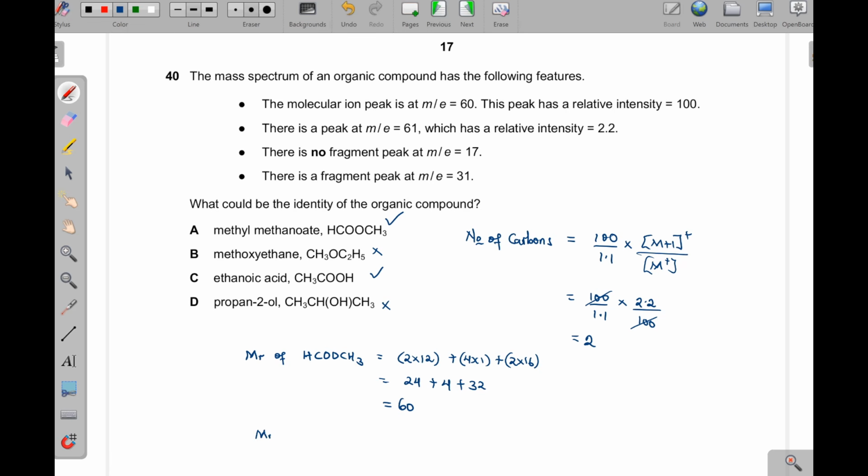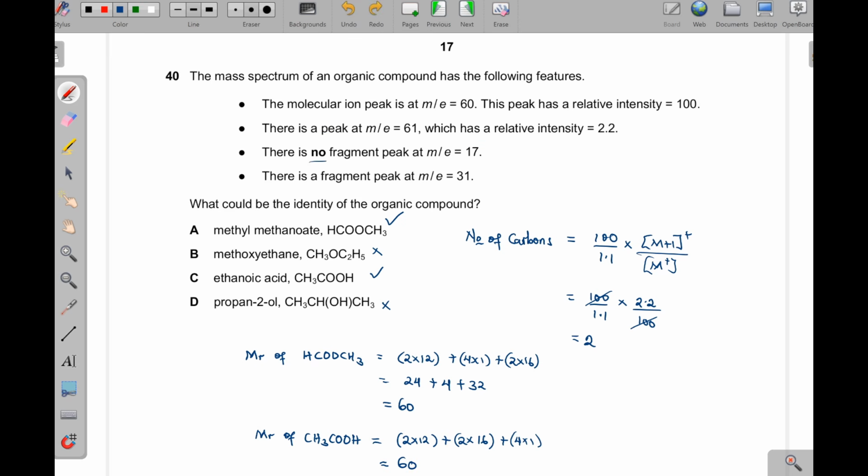Now let's look at the Mr of ethanoic acid, CH3COOH. Now this one is going to give us 2 carbons times 12. Then we have 2 oxygens, each of them is 16. And then hydrogens are 4, so 4 times 1. We shall have 32 here, just as here. Then we have 24 just as here. And then also 4 just as here. So it is also giving us 60. Okay. Now we continue with this information that is given here.